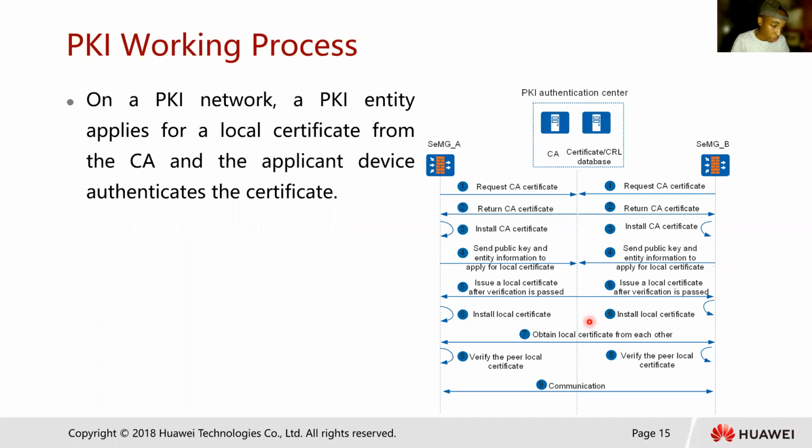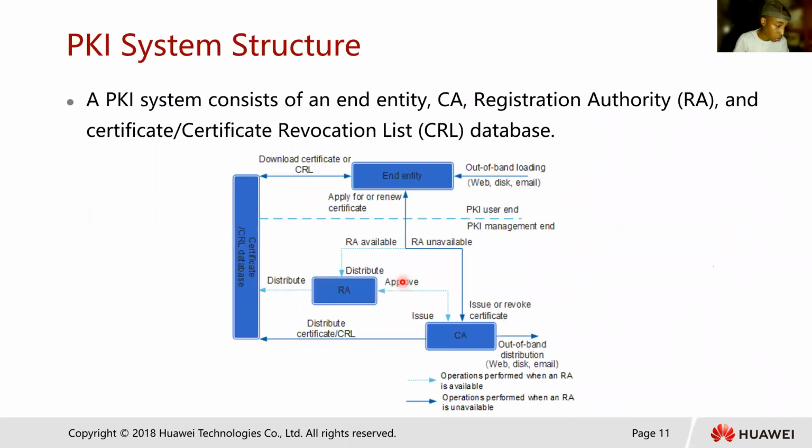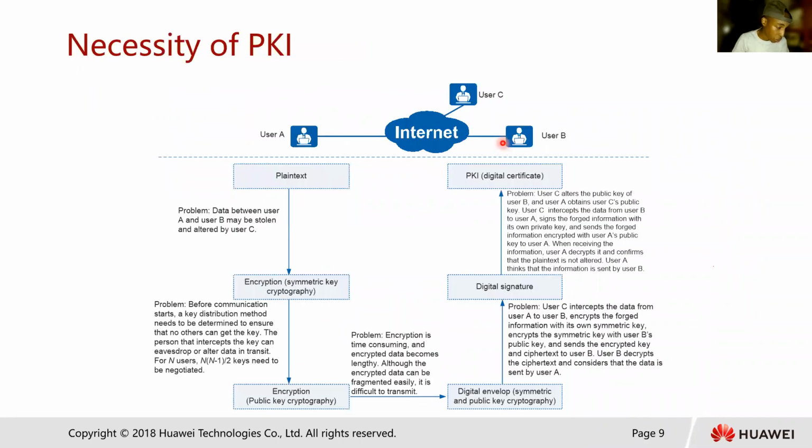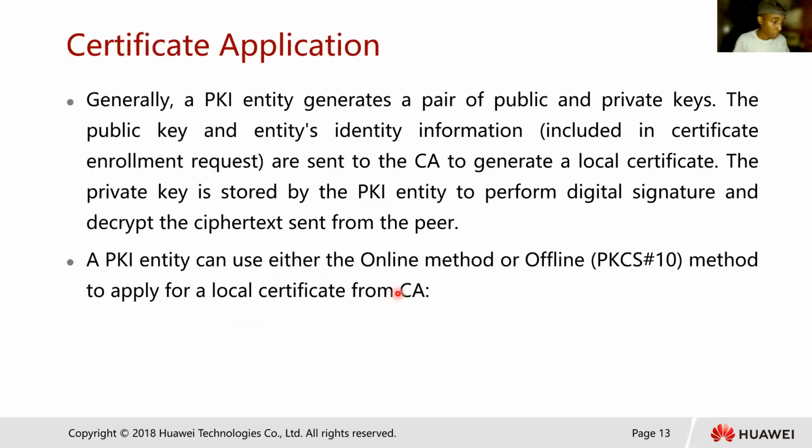Then after verification is passed, they are given their own local certificates to install independently. They install the local certificate. Then they obtain the local certificate from each other, right? Then they verify the peer local certificate. Then now communication can take place. This is what usually happens in a PKI network, and it is much more efficient than the standard process that we had here. Because if you do it without a PKI, you will not even be able to communicate.